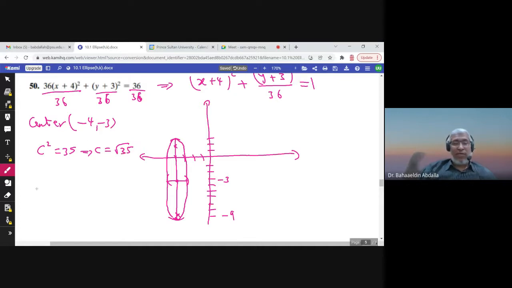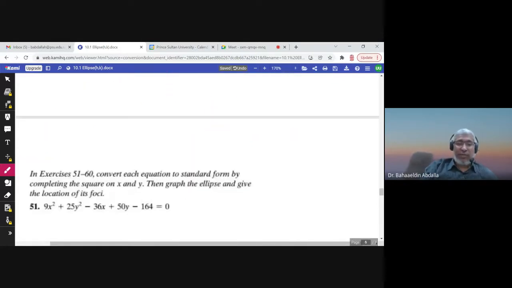So I start from the center, negative 4, negative 3, and I'll go up and down. Negative 4 is not changing. I add plus or minus the square root of 35 to negative 3, and this will be the coordinates of the foci.